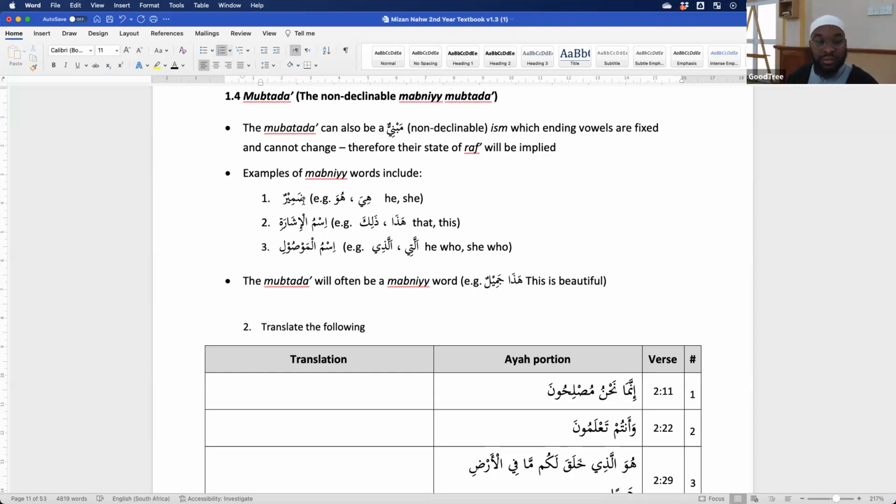Huwa tawilun. Excellent. He is tall. That's an "is" sentence. So you have a mubtada and you have a khabar. Next, you have an ismul ishara: hadha, hadhihi, ha'ula'i, ula'ika.